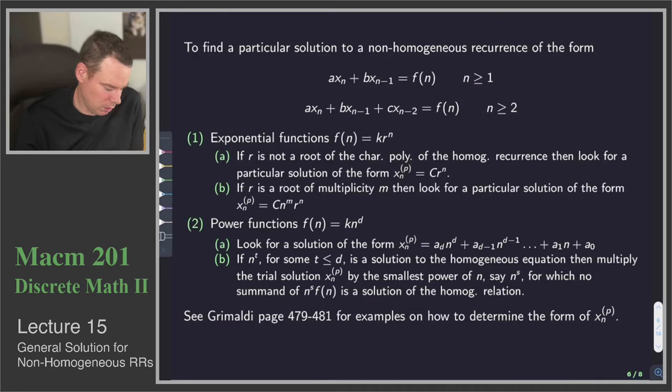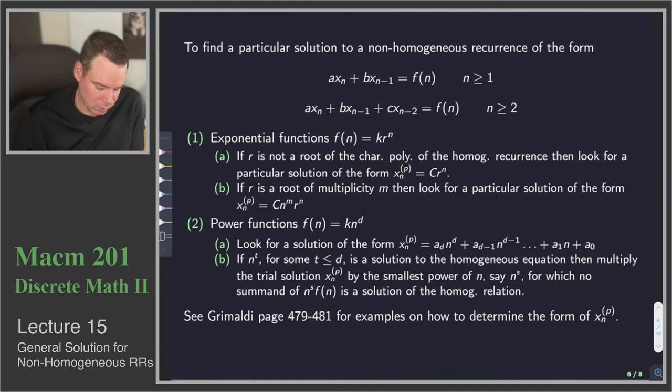So that's what this next statement is saying. It says take n to the power of t, and if that's a solution to the homogeneous equation, then just bump up the other ones. So in other words, make your solution of the form some n to the s times some polynomial of degree d. We'll see examples of this. But if you want to have a more thorough read through these ideas, you can have a look at Grimaldi. He goes through all these cases with some examples as well.